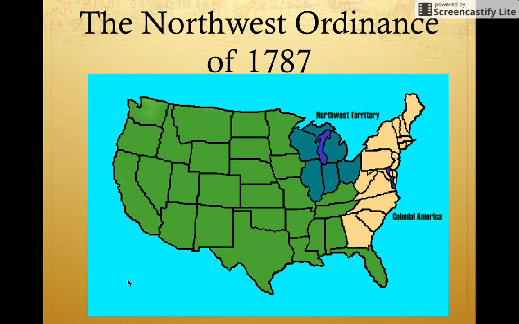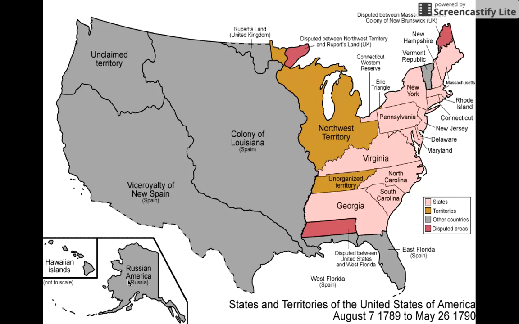So this is what that looks like. This is the Northwest Ordinance of 1787. You see around the Great Lakes region, and then those states that I've already listed. Then you see the original 13 colonies there as well. And then this shows you a better depiction of what that looks like. This is the United States of America from 1789 to 1790.